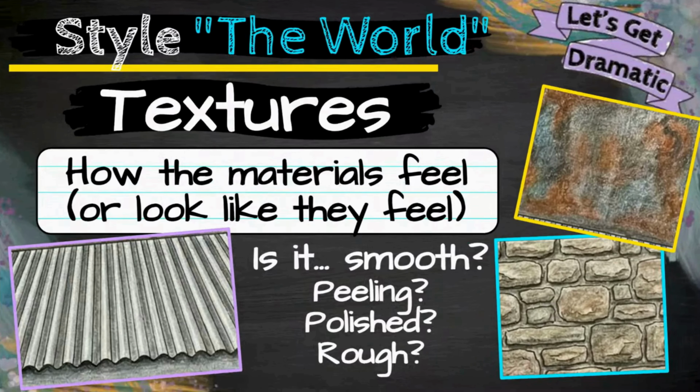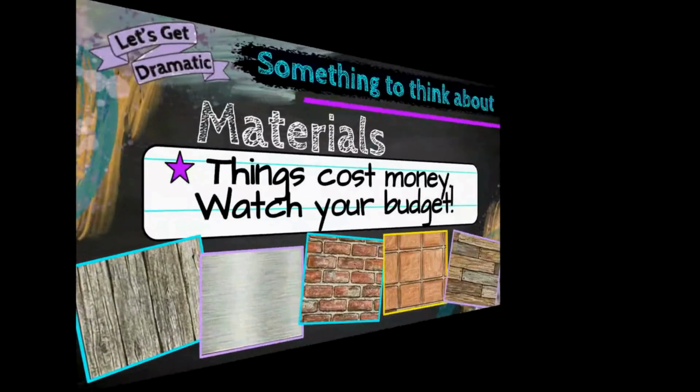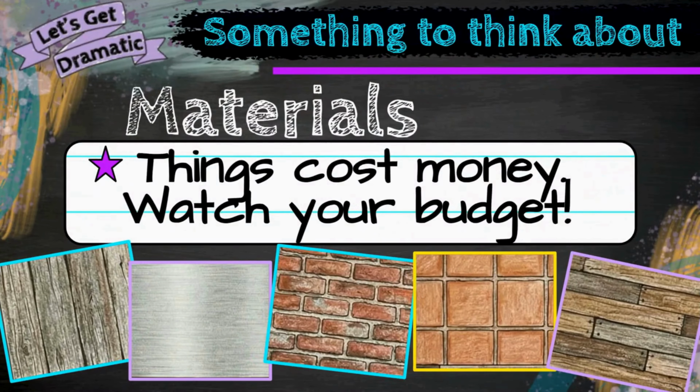All right, here we go with some textures. How the material feels or looks like it feels, because a lot of times we paint the texture onto the piece to save money. So is it smooth, peeling, polished, rough? This is all important stuff to think of as a set designer, especially for your mood board. You want to reflect the feel and the texture of the pieces.